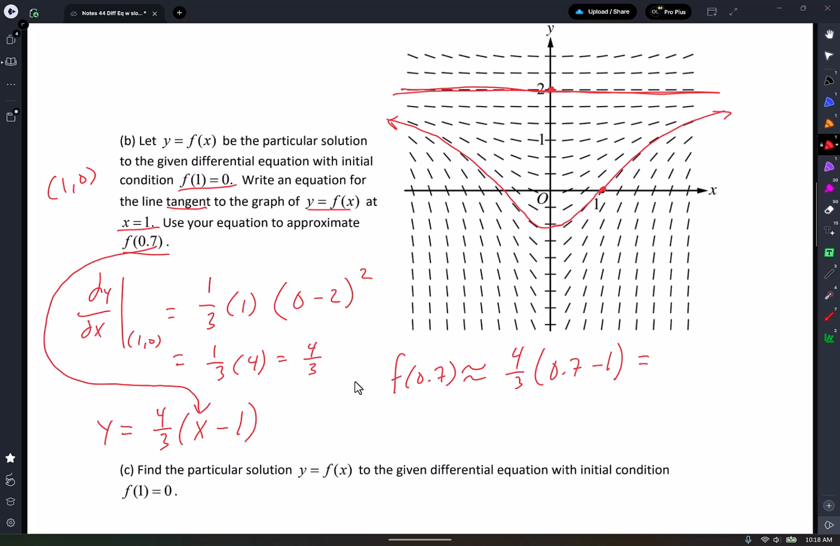All right, here we go. Let's continue. I think we're good. 0.7 minus 1, that's negative 0.3. Negative 0.3 is the same thing as saying negative 3/10, right? And then look at this. Those 3's cancel out. And what is 4 over 10? Negative 2 over 5 or negative 0.4. Whichever one you like.